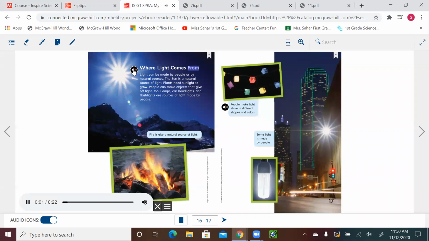Where light comes from. Light can be made by people or by natural sources. The sun is a natural source of light. Plants need sunlight to grow. People can make objects that give off light too. Lamps, car headlights, and flashlights are sources of light made by people. Fire is also a natural source of light. People make light shine in different shapes and colors. Some light is made by people.